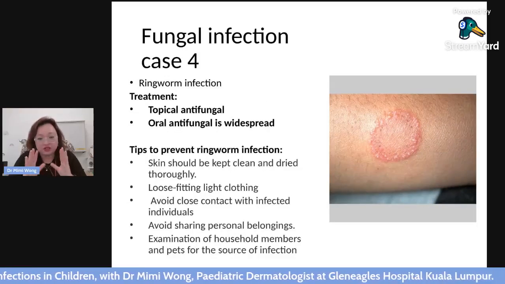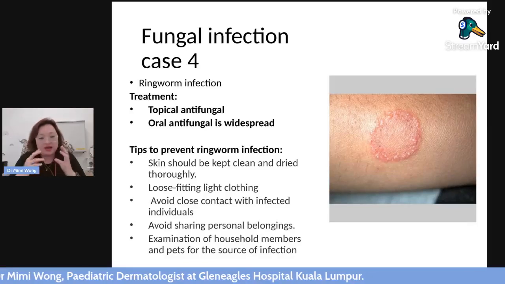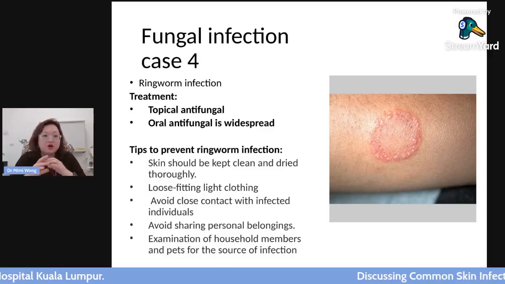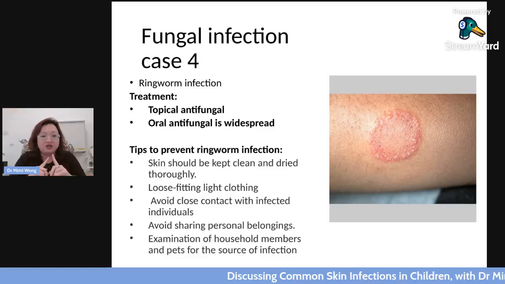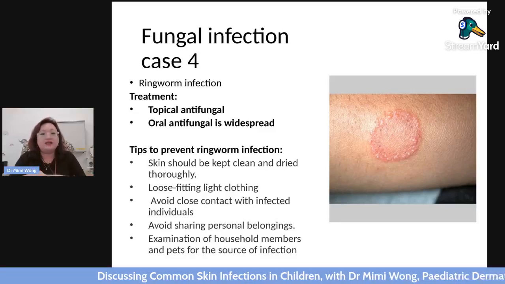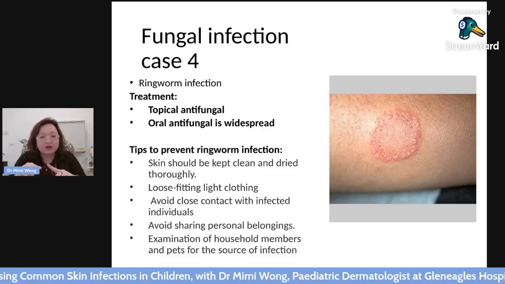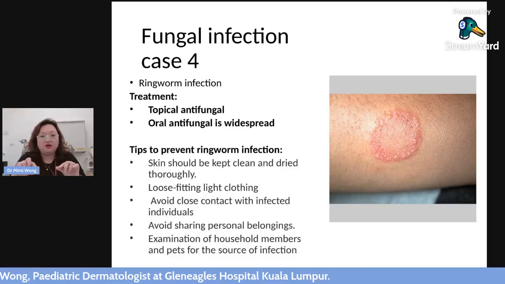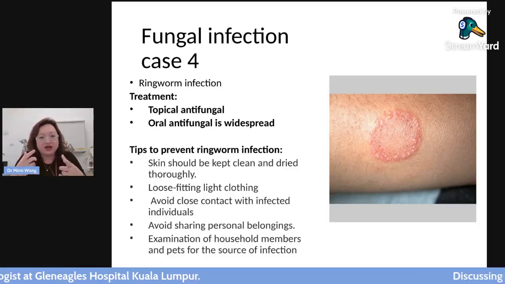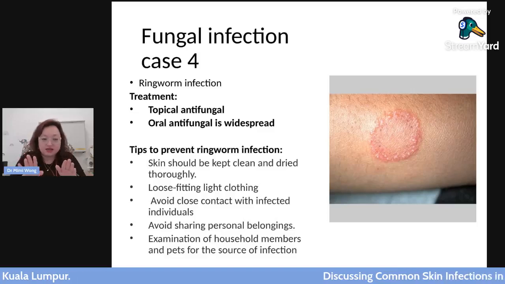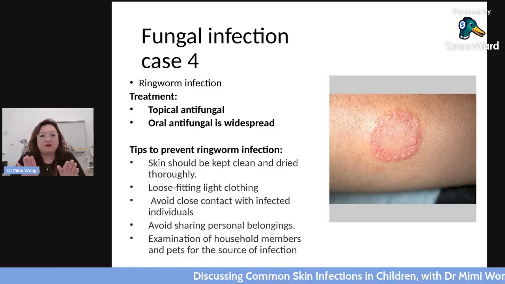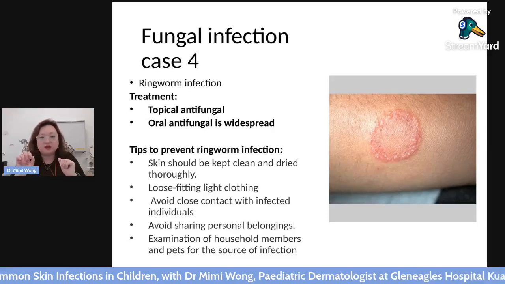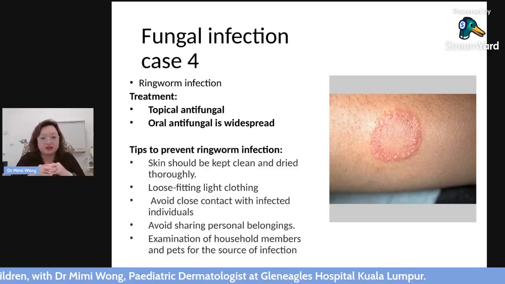This is a superficial fungal infection, so we can use topical antifungal cream. If it's very widespread, you might need to use a systemic or oral antifungal. One tip when you teach the parents or caretaker to apply this antifungal cream is not to apply only at the ring. You have to apply about 2 cm away from the border of the lesion, because by the time you're looking at it, the dermatophytes causing this have already migrated outwards. So you want to tackle that. You want to apply at least 2 centimeters away from the bigger ring. That is more effective.